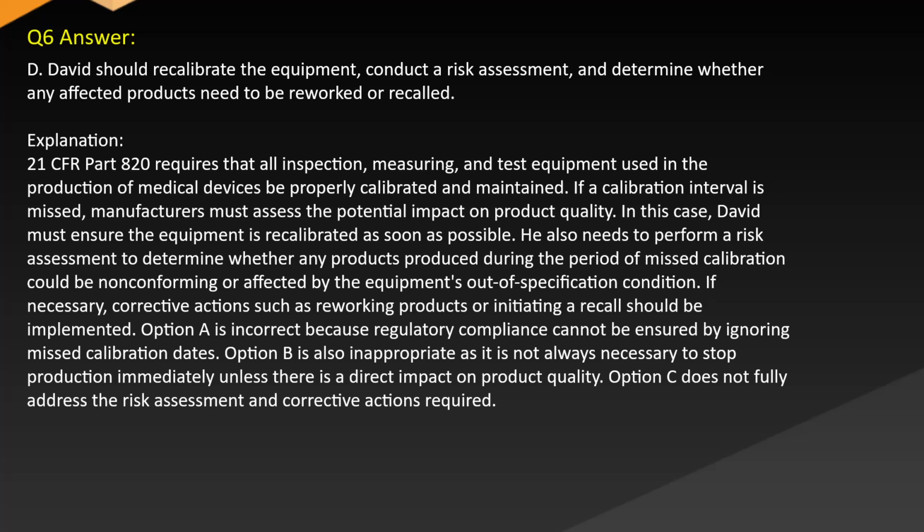Option A is incorrect because regulatory compliance cannot be ensured by ignoring missed calibration dates. Option B is also inappropriate as it is not always necessary to stop production immediately unless there is a direct impact on product quality. Option C does not fully address the risk assessment and corrective actions required.